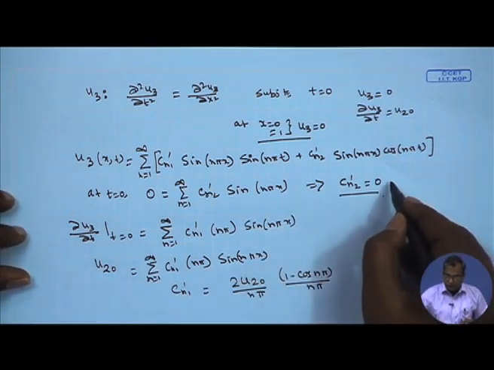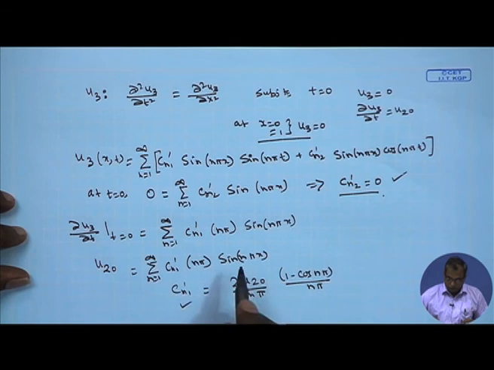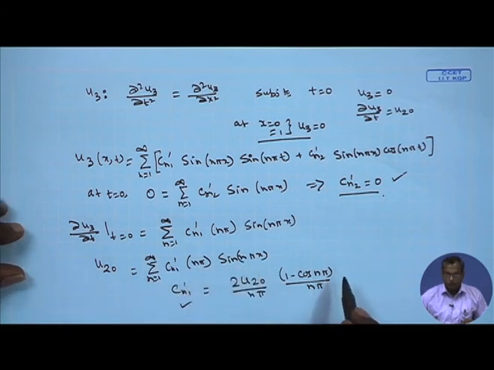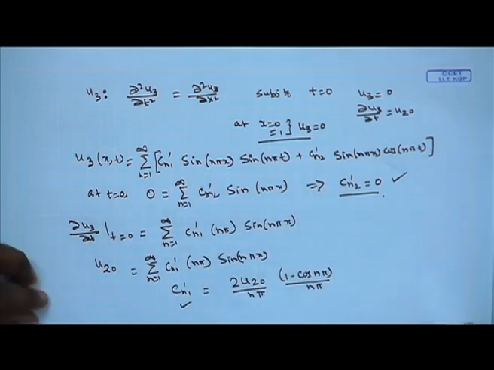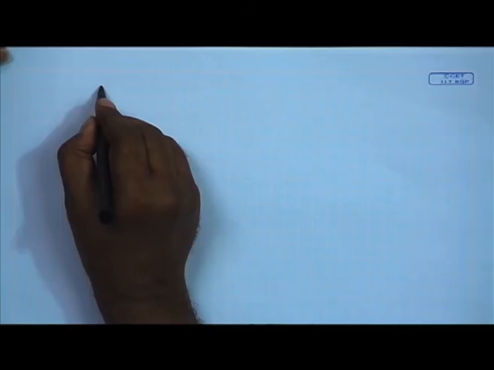This way we can evaluate c n 2 prime and c n 1 prime. These will be evaluated by using the orthogonal property, and we can construct the complete solution of u3 by substituting these two coefficients. Now, which will be very interesting is to solve the problem of u2. Now, let us look into the problem of u2.